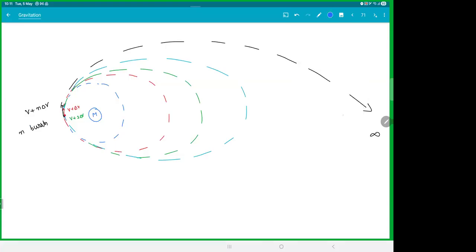That means this thing must have gained enough energy to escape to infinity, isn't it? So after n bursts, this is the scenario. The total energy must be greater than or equal to 0. If your energy becomes greater than or equal to 0, you escape to infinity, isn't it? The system becomes unbound, and you're done. To escape the planet.